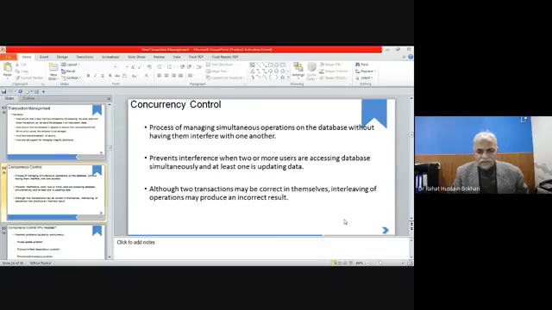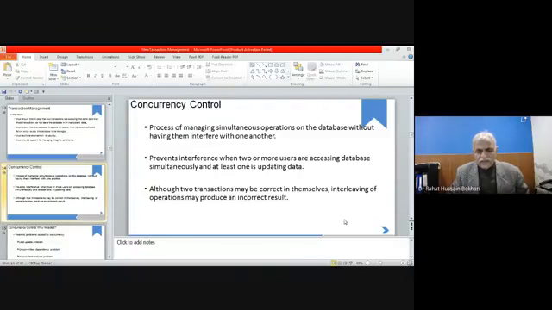So when such things occur, there must be some sort of control to maintain consistency. Concurrency control also prevents interference between two or more users accessing the database simultaneously, where at least one is updating data. It might happen that two users are only reading the data, or one is accessing the data and the other is updating it. Concurrency control helps us to control this interference between users.